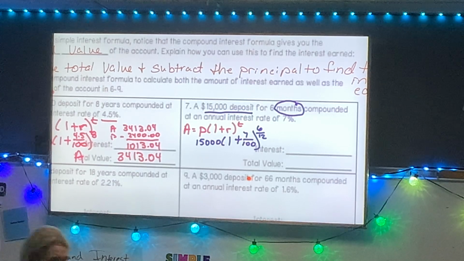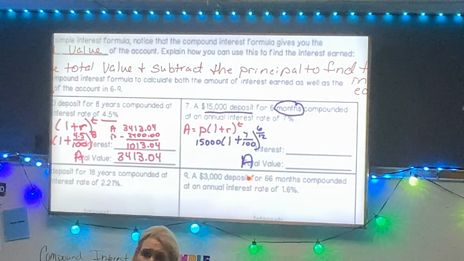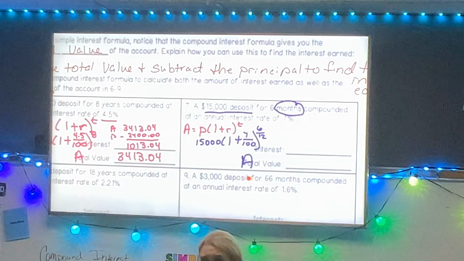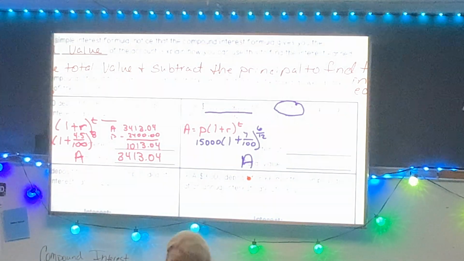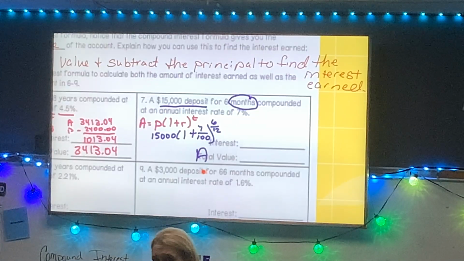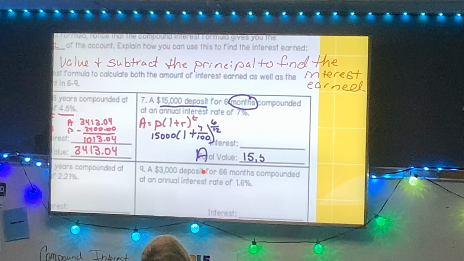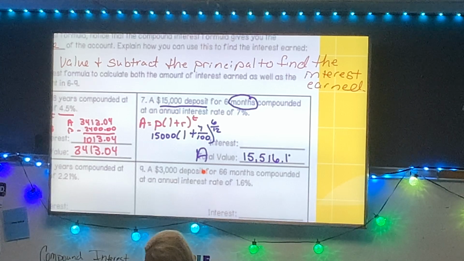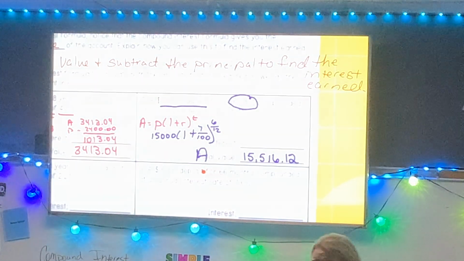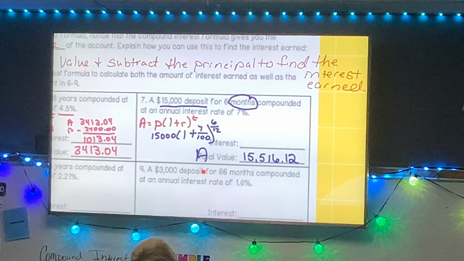Your answer is your total value, your amount in your account. That's what you're actually going to be working with today. You're not going to have to find any interest. 3 of your problems just ask you what the letters stand for, really. So you don't have to show your work for those, okay? Okay, so what is your amount in your account? $15,516.12. Okay, so be careful because just putting the wrong change in there would totally be wrong.